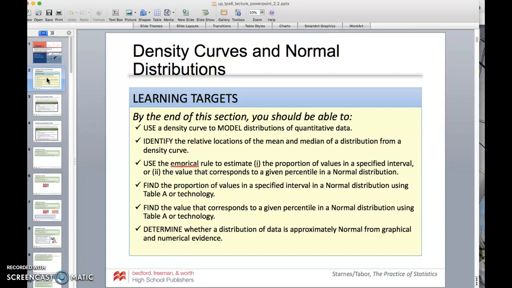And then part 2, we're going to get into finding the proportion of values in a normal distribution using a table or technology. I'll have those tables for you. And then we're going to find the value that corresponds to a given percentile in order to be using that table. And then we'll wait for the last day. We'll determine whether a distribution of data is approximately normal from graphical and numerical evidence. That's the work on assessing that normality from there.